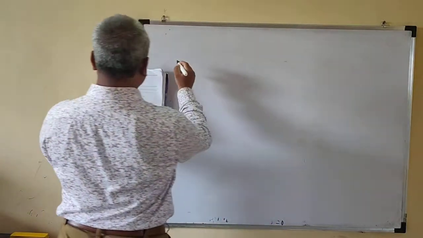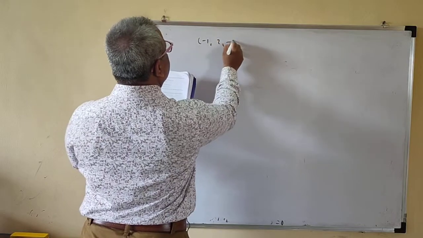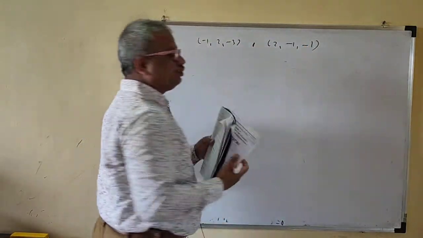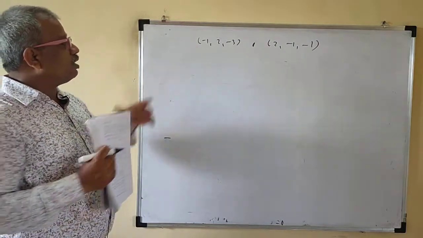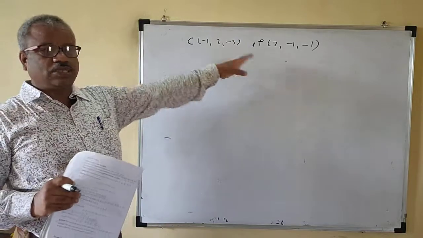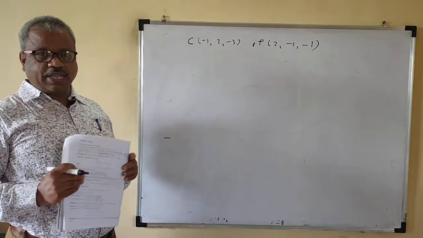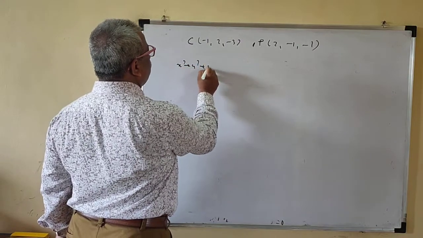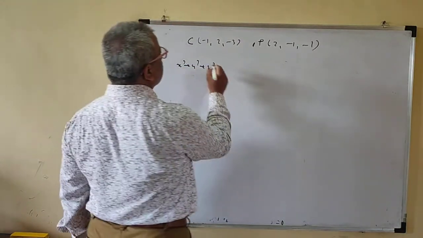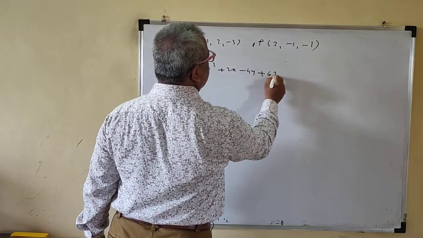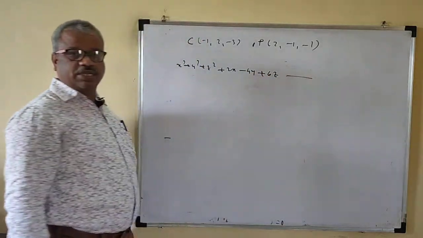The equation of sphere whose center is minus 1 to minus 3 and passing through 2 minus 1 minus 1. This is your center and this is your point. This is your center passing through this point. You want to find the equation of the sphere. So what is that then? This is what: x square plus y square plus z square. Your coefficients are what? Plus twice x minus 4y plus 6z. Only the problem of the constant term is there.